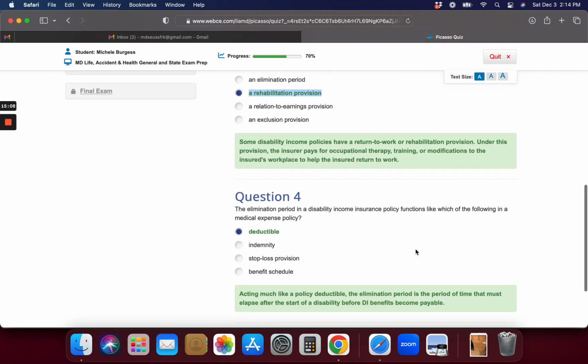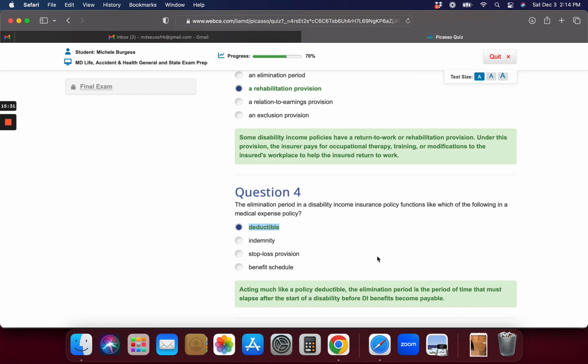The next one, total guess again. Got it right. I hope I do this good on the test. All right, deductible. So the elimination period acts like a deductible. The elimination period is the period of time that must lapse before the start of a disability, before the DI benefits become payable.